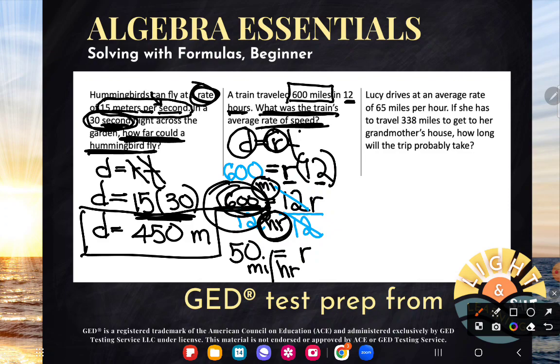If the unit part just went over your head, good news. You wouldn't have to know probably that was miles per hour for the GED, but you would have to know it's not meters per second because I didn't have meters and I didn't have seconds. Let's look at the next example.